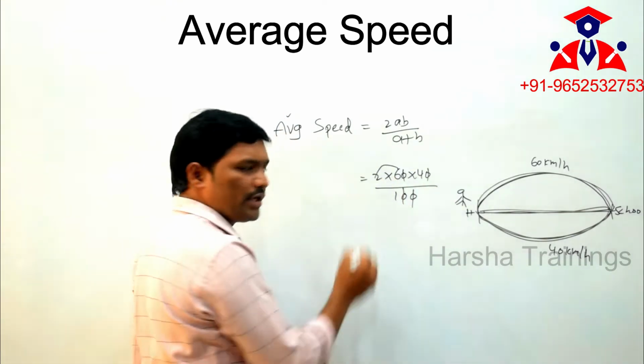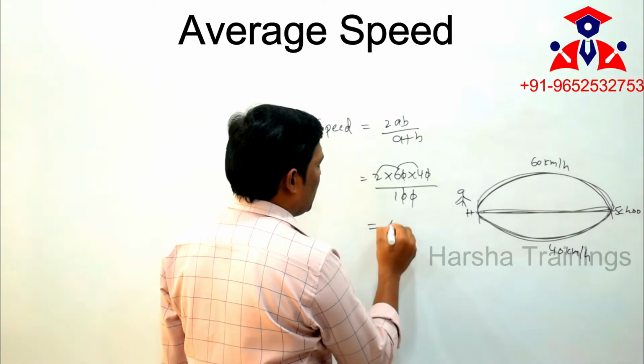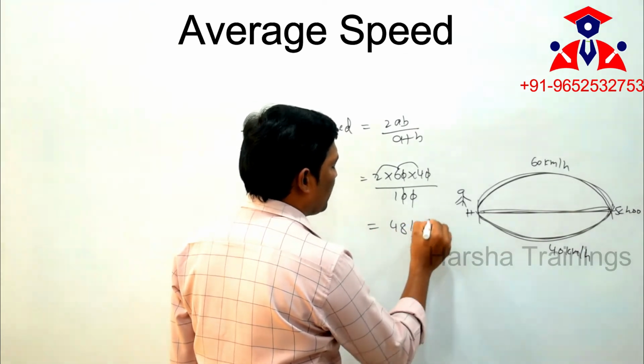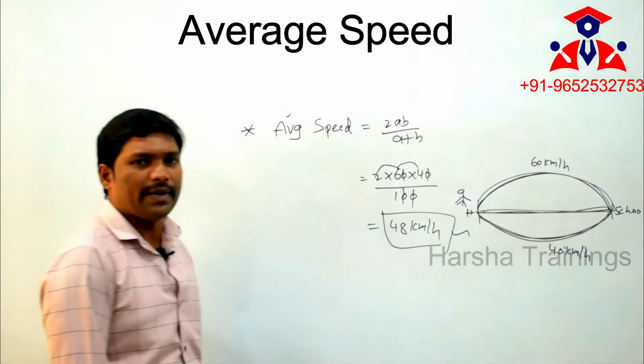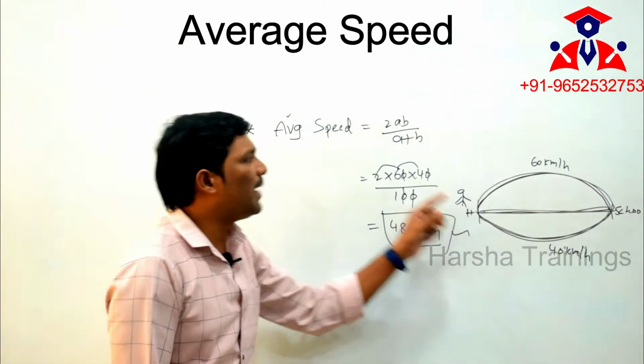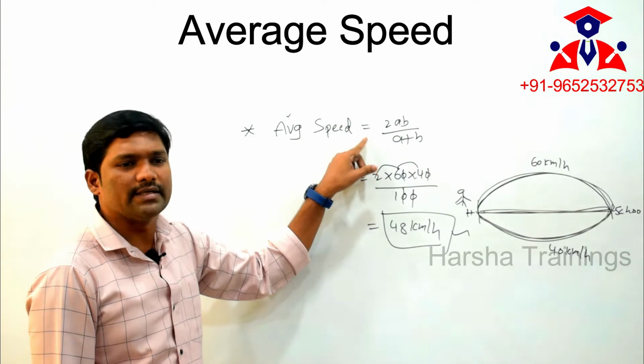Okay, 6 2s are 12, 12 4s are 48 kilometer per hour. The average speed is how much, guys? 48 kilometer per hour. The distance is same, then the average speed is 2 into product by sum.